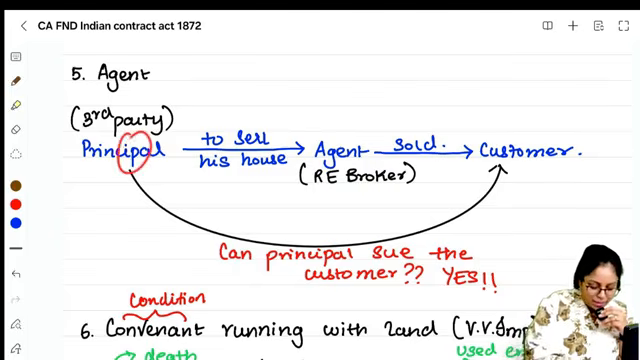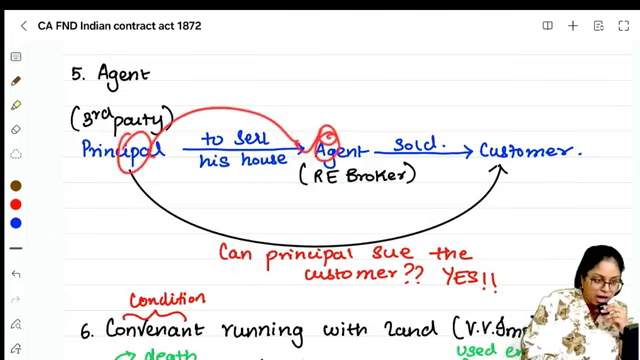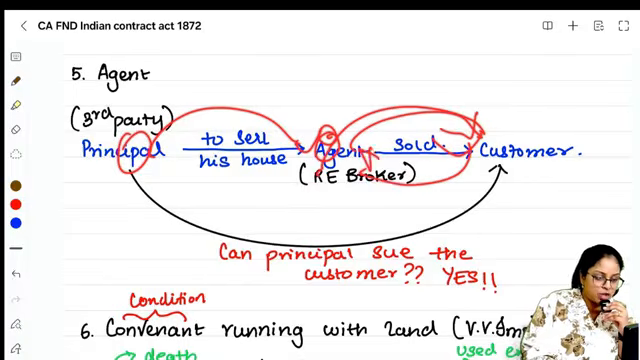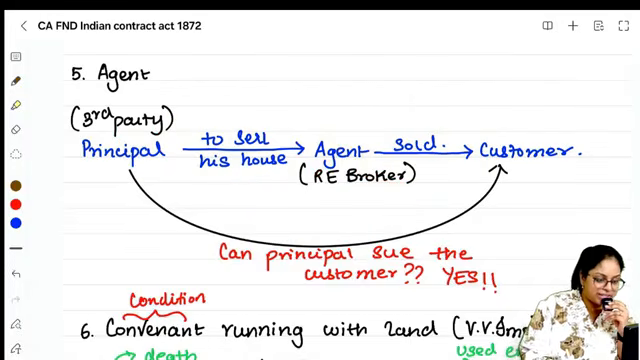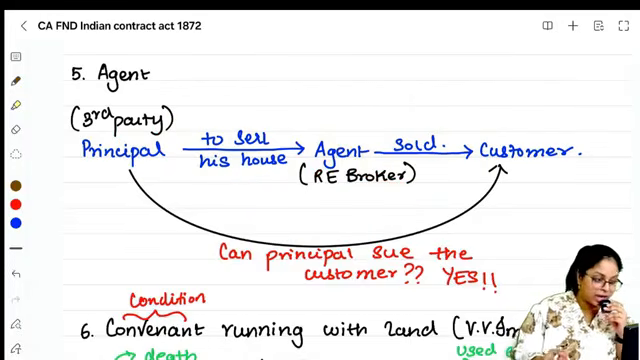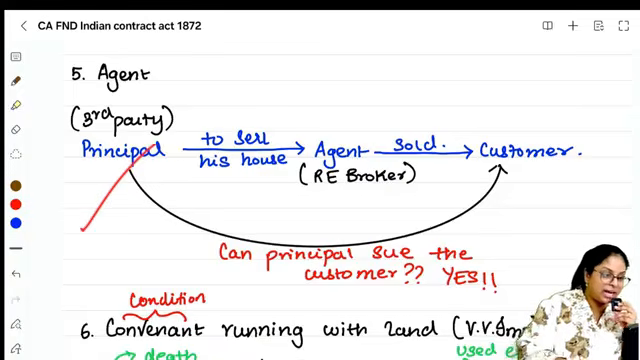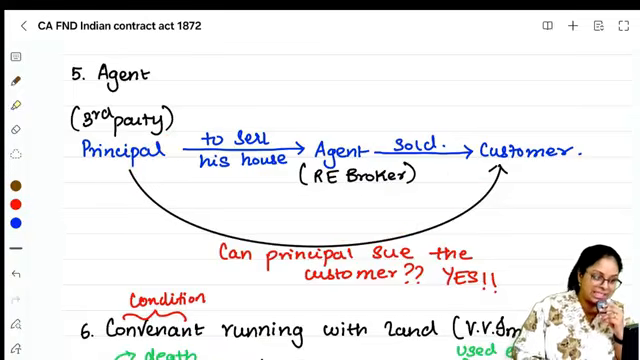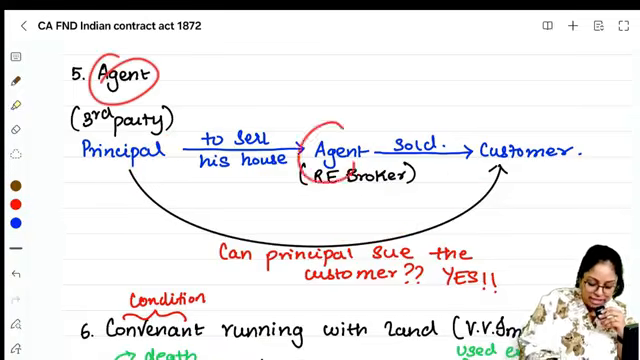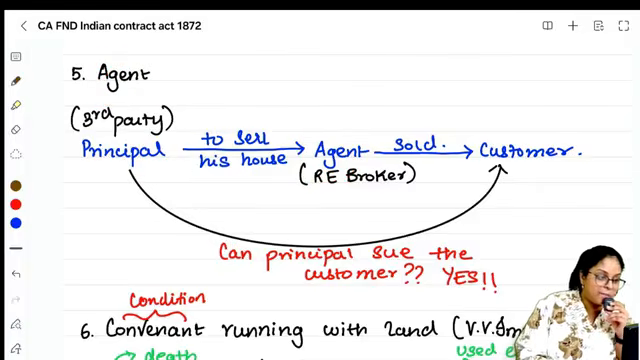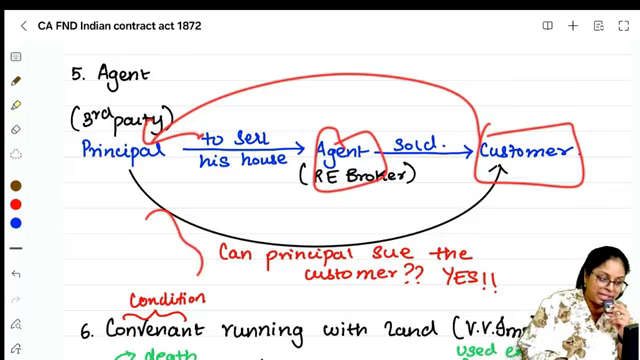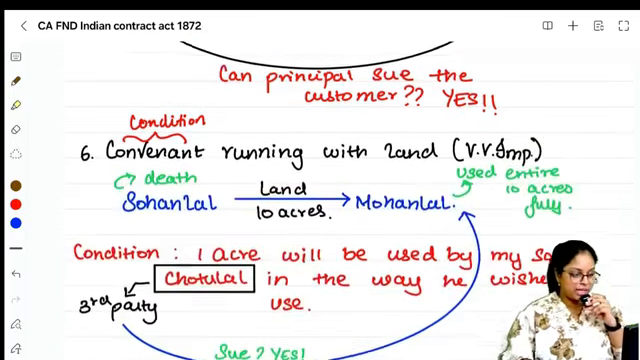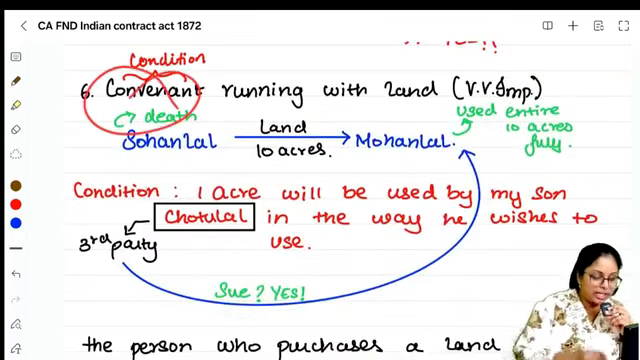Similarly, let's say a principal appointed an agent, a house agent, who will sell the house. Here, the agent sold the house, but the customer is not making the payment. The customer bought the house and is living in it, but will not pay the amount. Can the principal go to the court and file a case against the customer? Yes, because in case of an agency, the agent is indirectly representing the principal. Though the contract happened between the agent and the customer, though the principal is a third party, he has the right to sue.